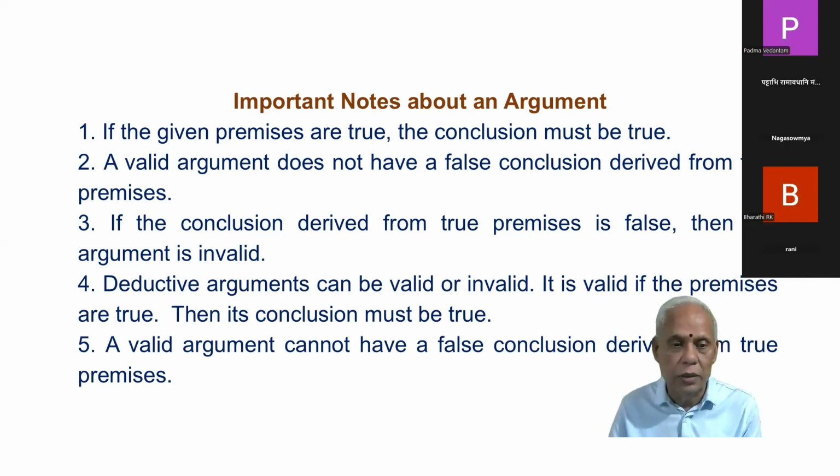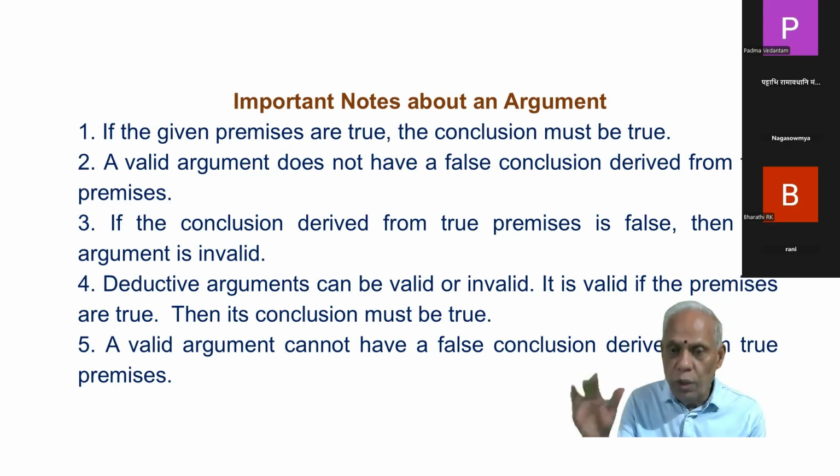This is a condition. If the conclusion derived from true premises is false, then the argument is invalid. The conclusion cannot be false when the two premises are true; the conclusion must be good. If the conclusion is going wrong, it means the argument is invalid.